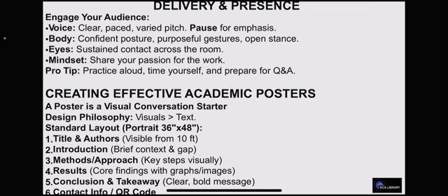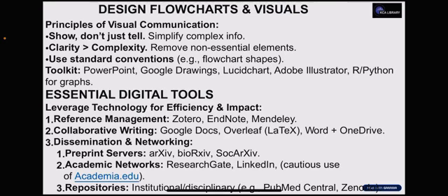So title and authors should be visible from 10 feet. Introduction is brief, context and gap. As for your methods or approach, you have key steps shown visually, and the results should be about core findings with graphs or images. Conclusion and takeaway should be a clear, bold message about what you've worked on, and the contact info and QR code as well.